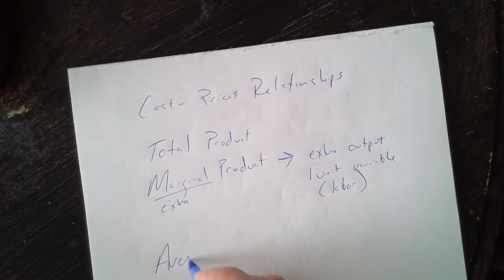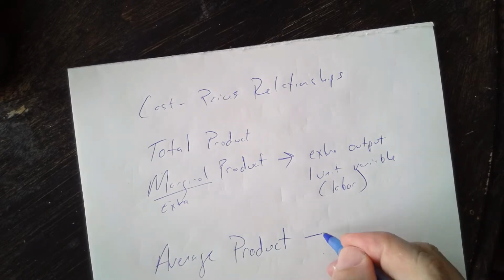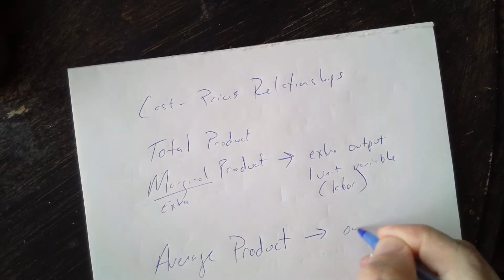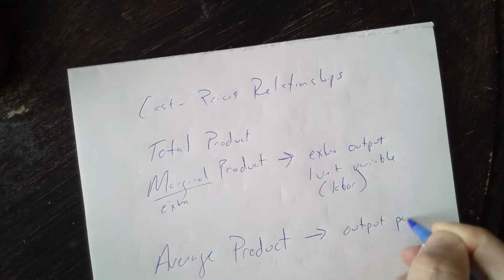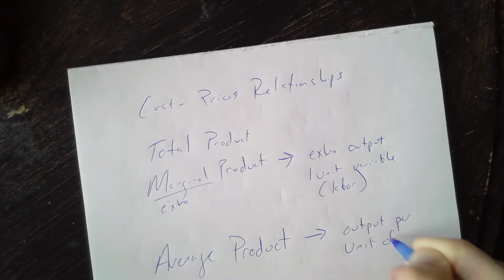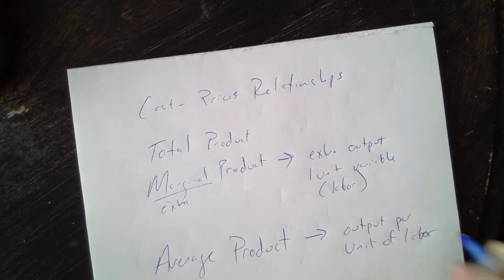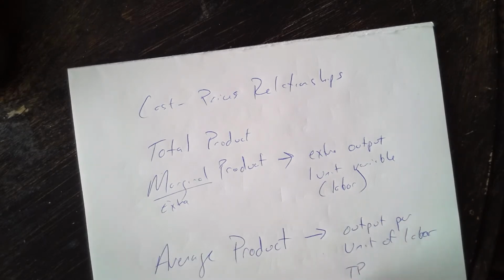And then we have average product. All right. So this is the output per unit of labor. So total product divided by the units of labor.